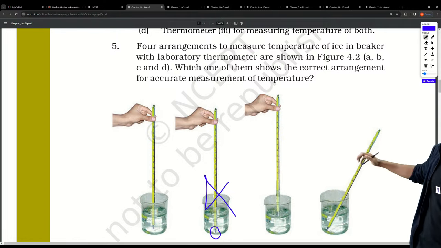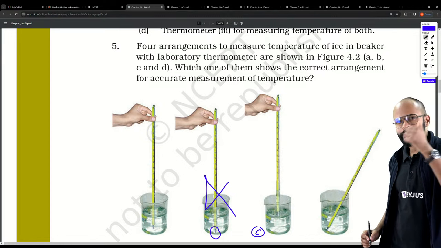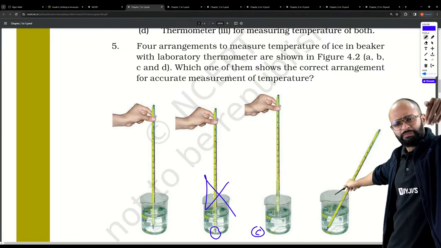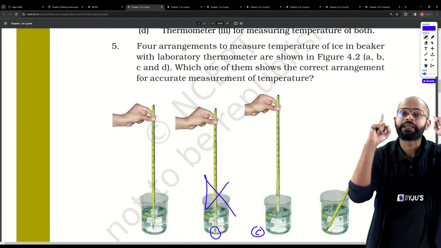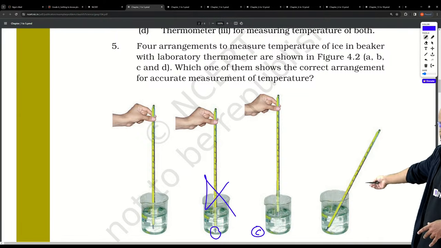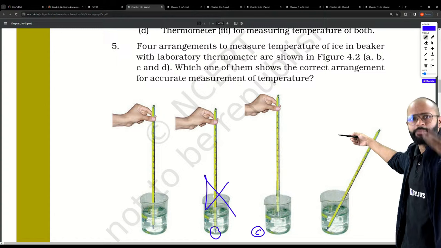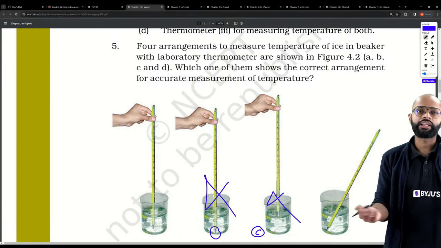Look at C. The problem in C, do you know what it is? You are trying to measure the temperature of the liquid, but your bulb is right on the surface, half above and half below. No, your bulb should be completely surrounded by the liquid. So what is the problem in C? The bulb is above the liquid. It is not properly dipped in the liquid. So C is also wrong.